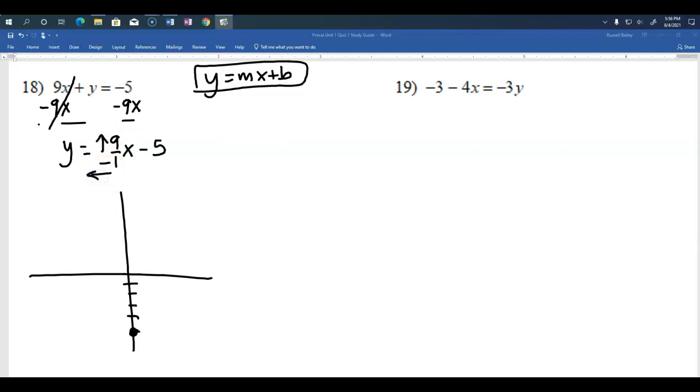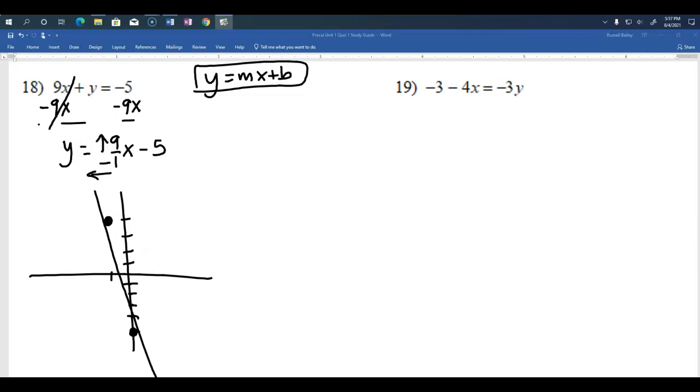So an alternative way we could do this then is starting from my y-intercept, I can start at -5, and I can go up 9. 1, 2, 3, 4, 5, 6, 7, 8, 9, and then left 1. So that's another way we could do it. So if you ever end up going off your graph, then you can just make the bottom of your slope negative instead of the top and move left instead of moving right. All right, let's go ahead and take a look at number 19.